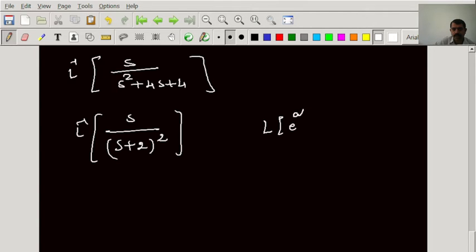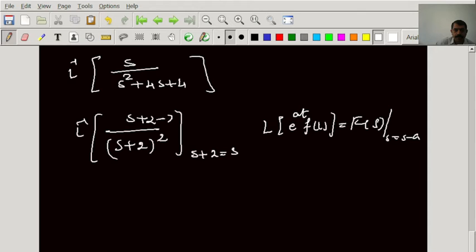Laplace of e power at into f of t, we used to write as f of s, where s is s minus a if you have e power at. So here s plus 2 is there, so first we must write s plus 2 as s. When we are modifying, the numerator also should be written in the same form. Here we do not have s plus 2 in the numerator, so first we must modify this by adding and subtracting 2.